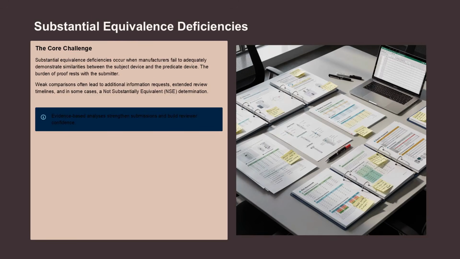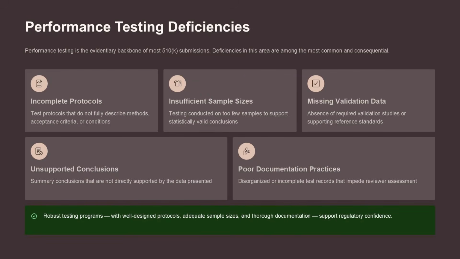Substantial equivalence deficiencies occur when manufacturers fail to demonstrate similarities between devices. Evidence-based analyses strengthen submissions and build reviewer confidence. Performance testing is vital in 510(k) submissions. Deficiencies in this area can be prevented through robust testing programs and thorough documentation.